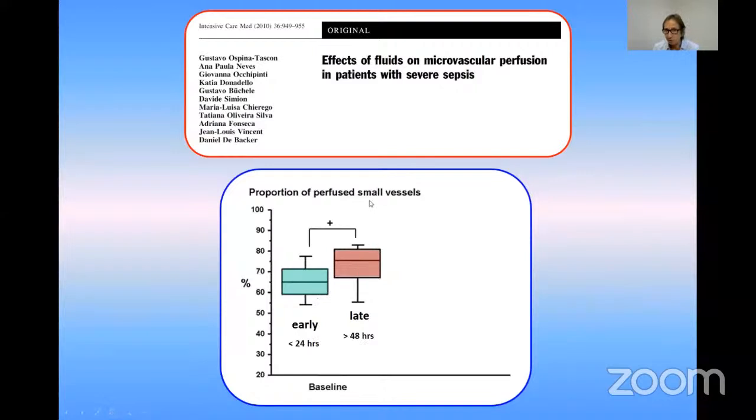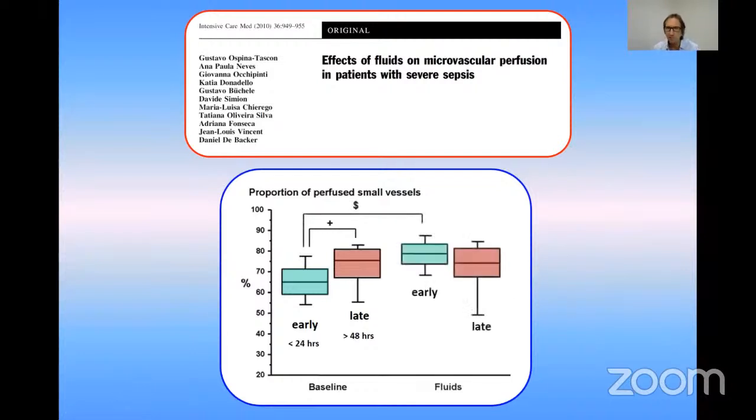There was a difference between the proportion of perfused small vessels, as you can see, which was better at the late phase. But when they performed a fluid challenge, they gave fluids. Only patients studied at the early phase improved their microcirculation of the sublingual area, while patients who were studied late did not change anything in terms of microcirculation. So these results are in favor of monitoring microcirculation during the late phase.